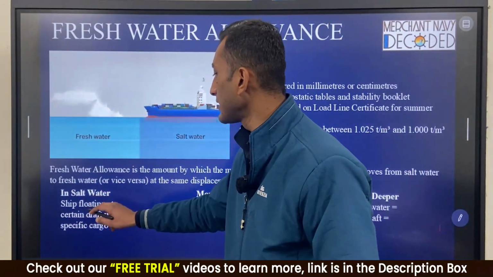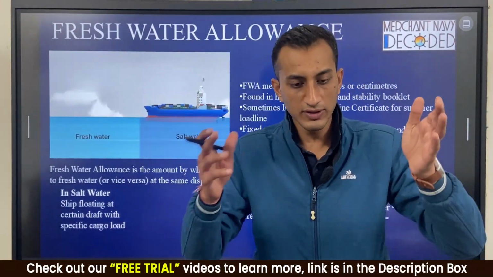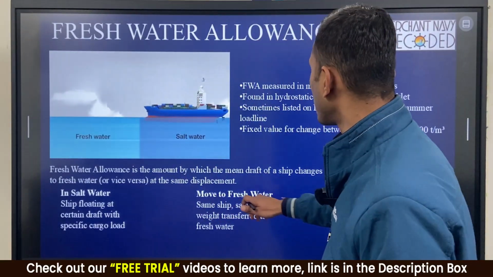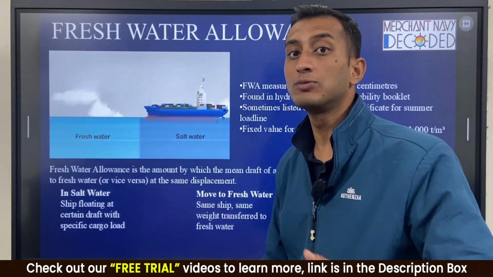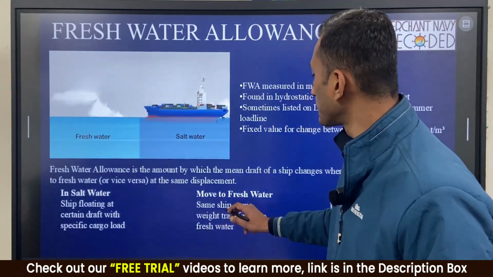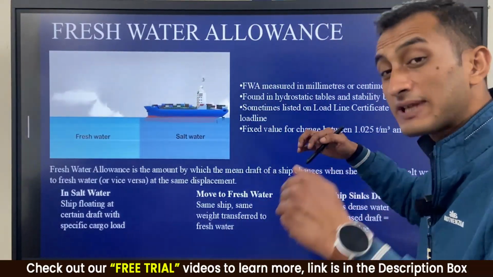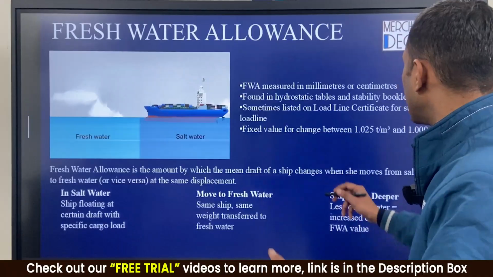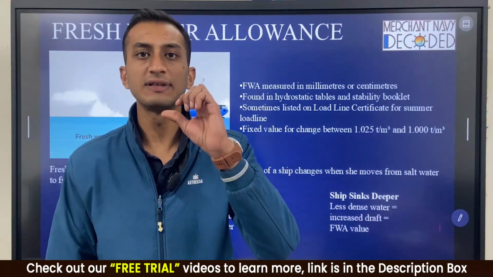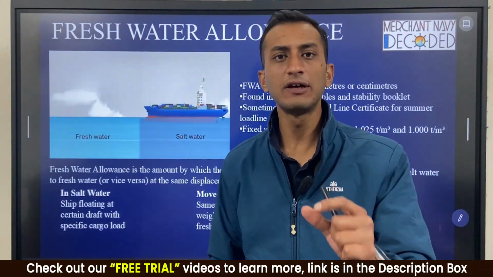Now what is it? In salt water, the ship is floating at a certain draft with a specific cargo load. Now consider you are on board and your ship is loaded in salt water at a certain draft at a displacement. Now she moves to fresh water. Same ship, your ship has gone into the river passage, which is of fresh water. Same ship, same weight transferred to the fresh water. Now what will happen? Ship sinks deeper. Less dense water, increased draft, FWA value. That means that the increase in draft in millimeters or centimeters is the freshwater allowance. I hope you understood freshwater allowance. If you have any doubt, please comment down.